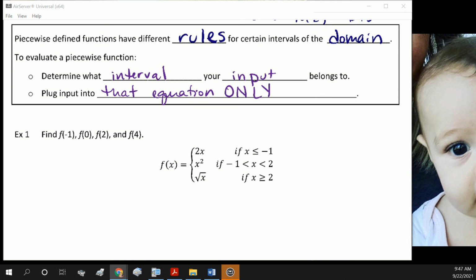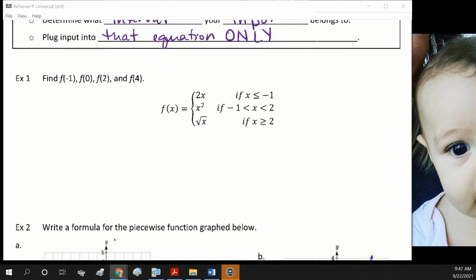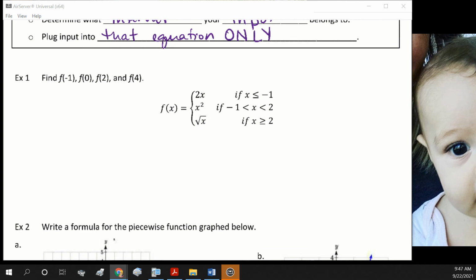So every year I teach this, there'll be people who put in a number and they'll get 2 y values. That cannot happen for a function. You're only putting it into one piece. You're not ever going to put it into 2 or 3 pieces, okay? All right, so we have this piecewise function on example 1. It has 3 pieces, and we're going to find f of -1, 0, 2, and 4. So let's just start with f of -1.